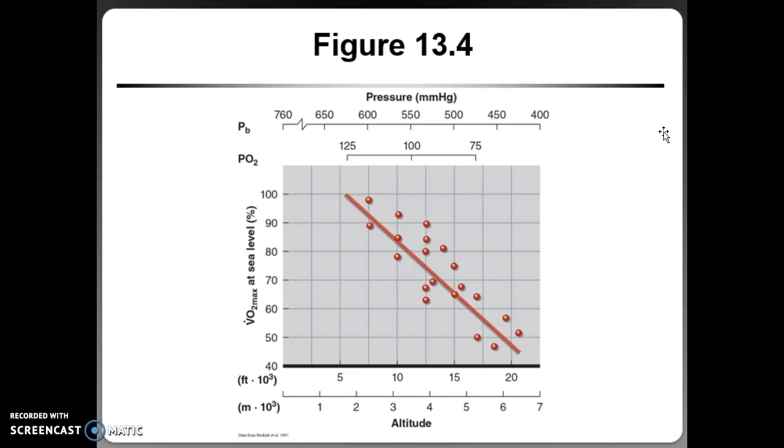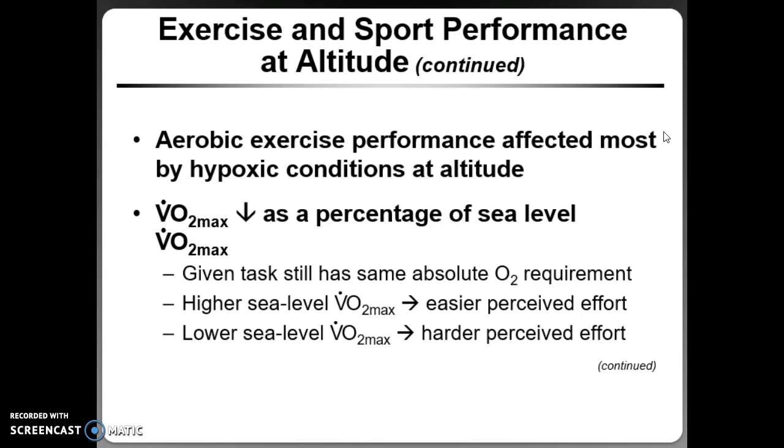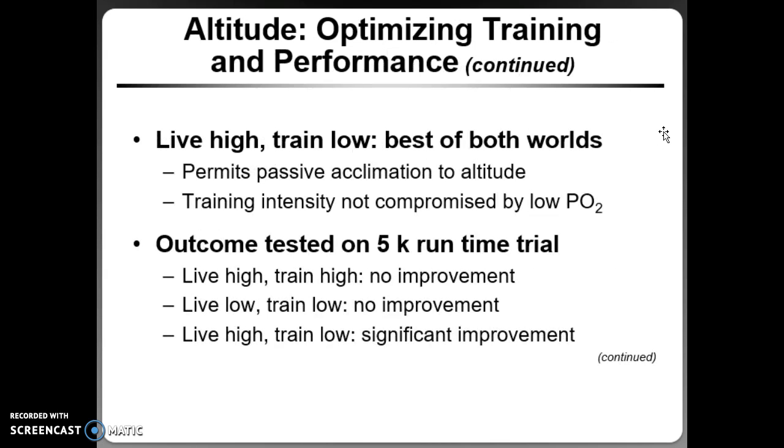Here's a graph showing that as you climb in altitude, VO2 max goes down. Anaerobic performance is affected the most in these hypoxic conditions, obviously. And when we start talking about training, we want to live high and train low. If we train high, we're not going to be able to train at as high an intensity, because our VO2 can't get as high.